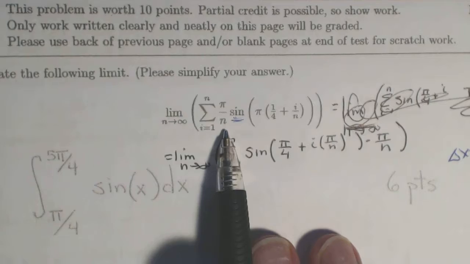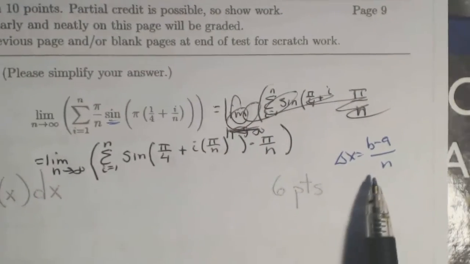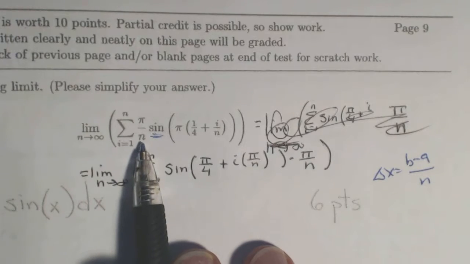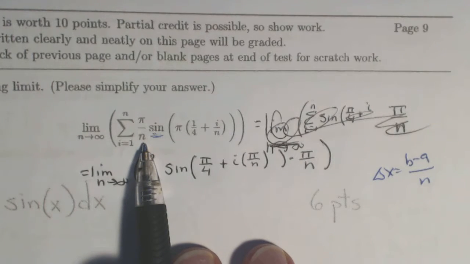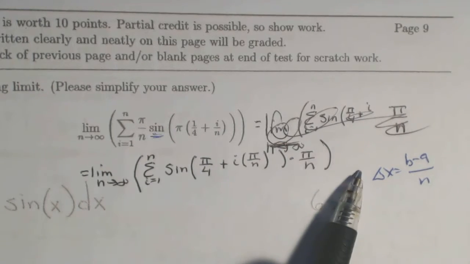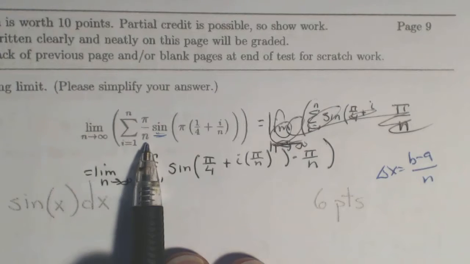And they snuck that guy and put him right at the start. Remember, delta x would be (b minus a) over n. So that expression, that's how wide each rectangle is, and we're multiplying the width, delta x, times the height. So that's a little bit of a help in the problem.